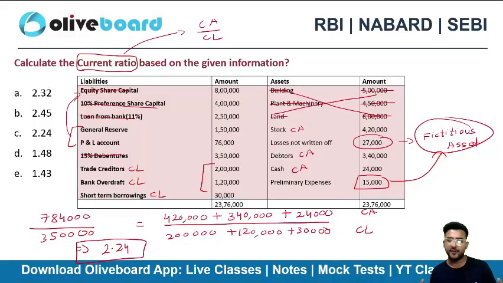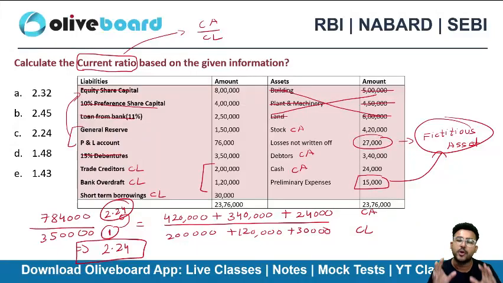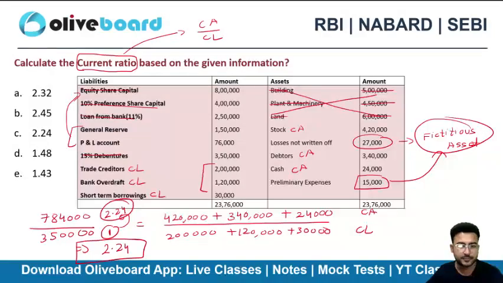Now, what is the meaning of this 2.24? If I have 1 rupee worth of current liability, I have 2.24 times the current assets to settle those current liabilities. That means I'm in a good position, right? I can easily settle my liabilities here.